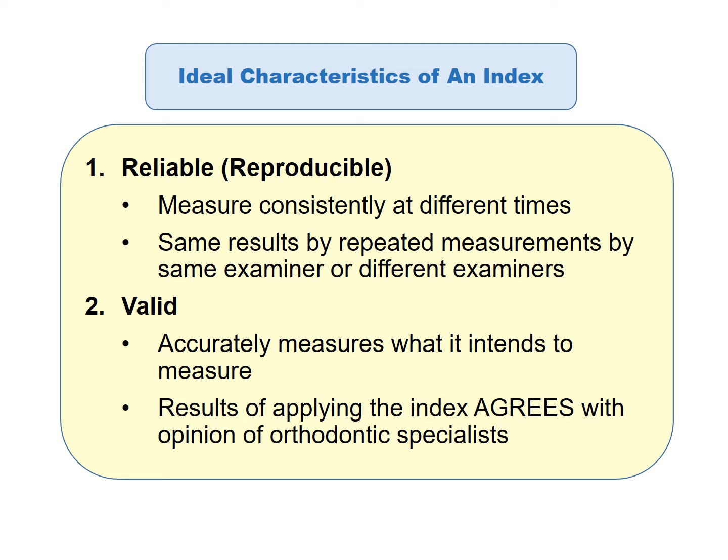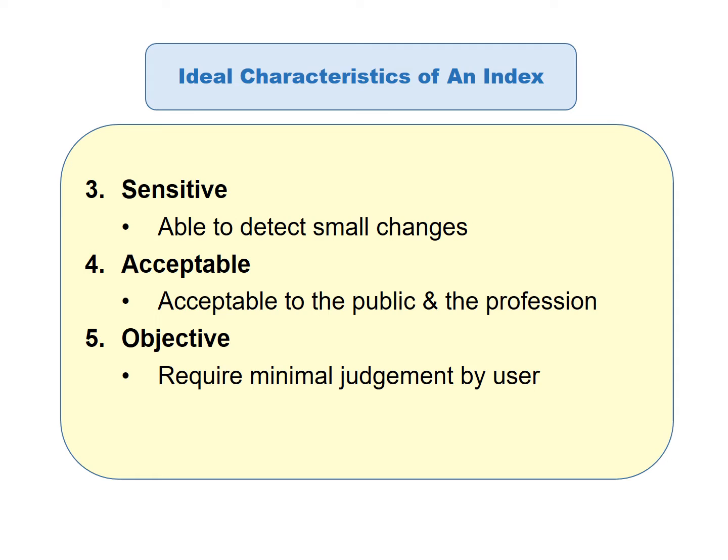Number two, the index should be valid. In other words, it must accurately measure what it intends to measure. Results of applying the index must agree with the opinion of orthodontic specialists. The third requirement: it should be sensitive and be able to detect small changes. Fourth, it must be acceptable to the public and the profession.